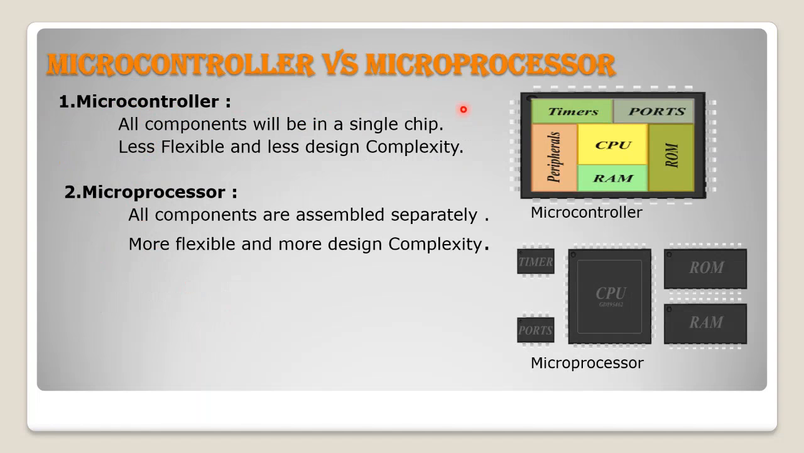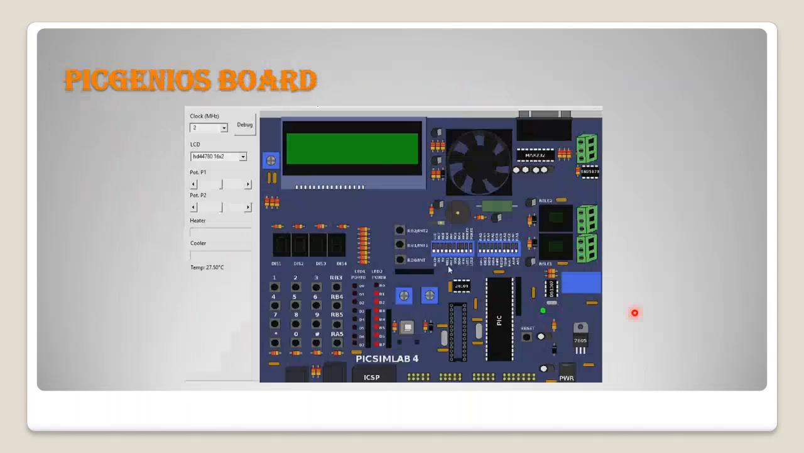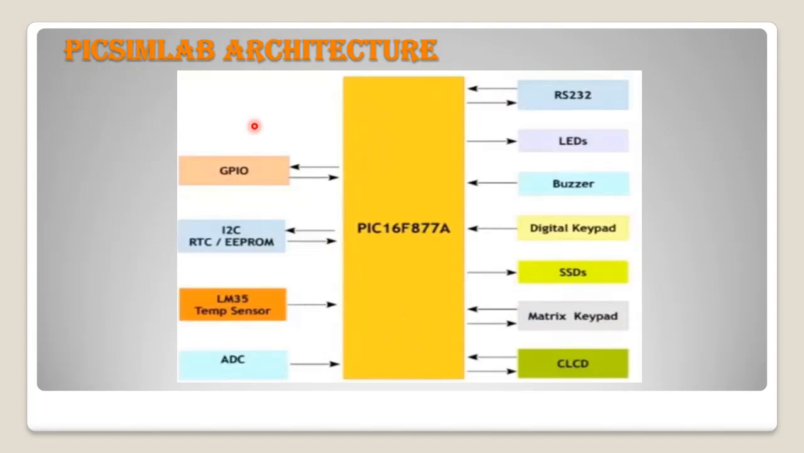Microcontroller versus microprocessor. Microcontroller: all components are in a single chip, less flexible, and less design complexity. This is the microcontroller. Microprocessor: all components are assembled separately, more flexible and more design complexity. This is the microprocessor. This is the pin diagram. This is the PIC single architecture.